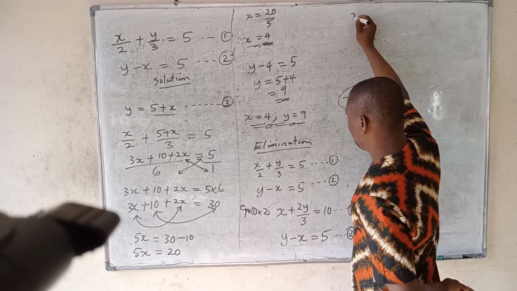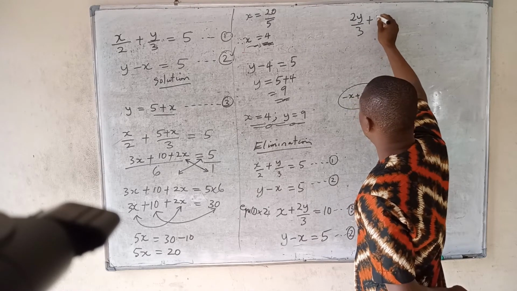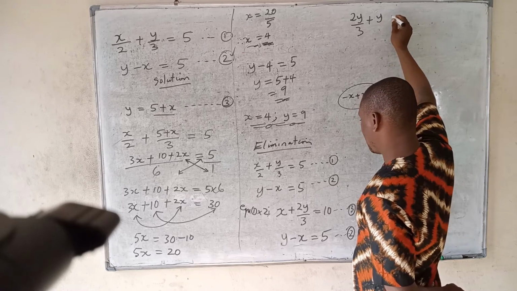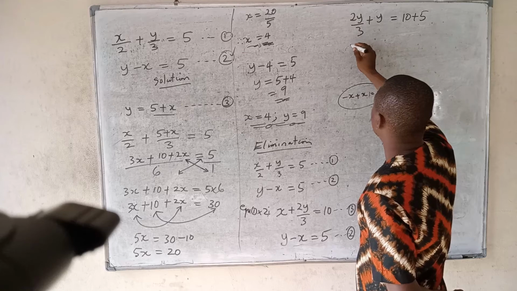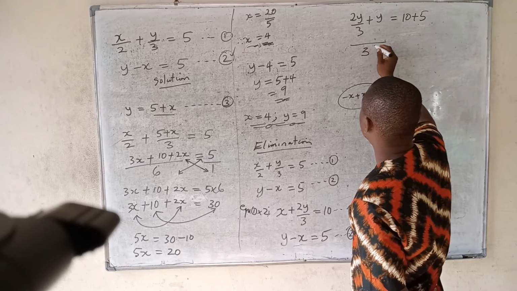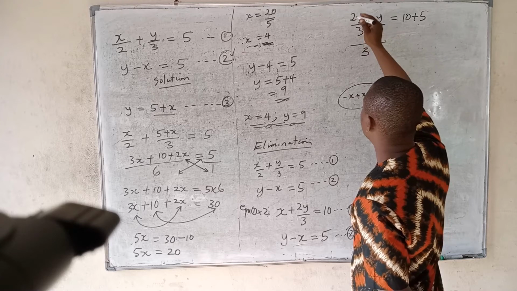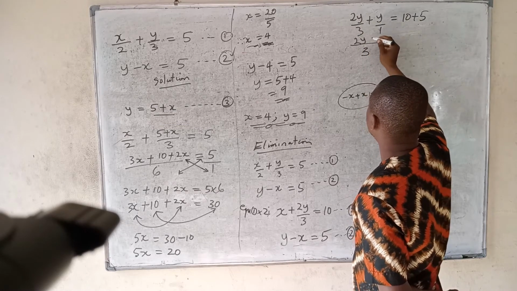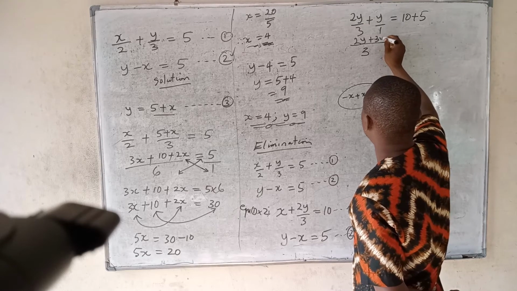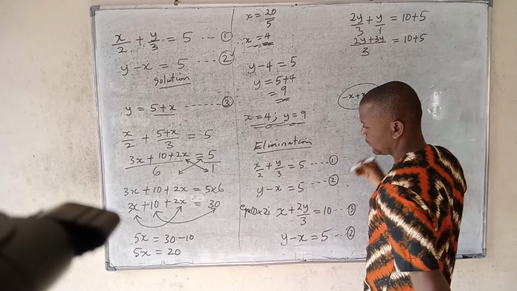So now I have 2y over 3 plus y is equal to 10 plus 5. If you take the LCM, which is 3, 3 divided by this is 1, 1 times 2y is 2y. 3 divided by this is 3, 3 times y is 3y, is equal to 10 plus 5.